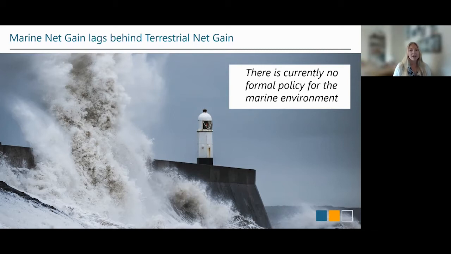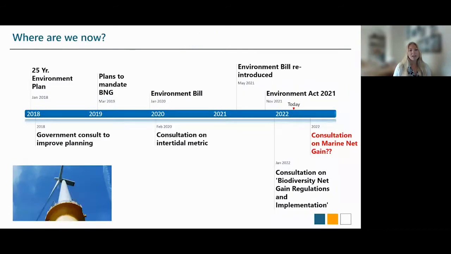In both of these areas, terrestrial and intertidal, an accounting mechanism, or metric, has been developed that quantifies the impact of the development in terms of biodiversity units. It looks at the losses and gains associated with development, and it's designed to provide a transparent method to represent biodiversity.